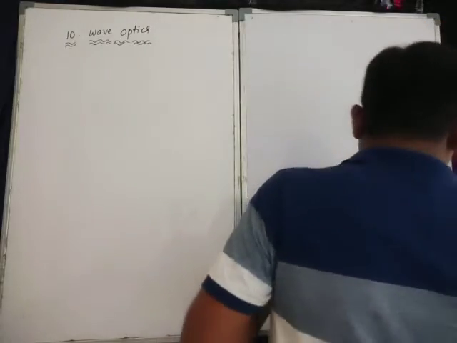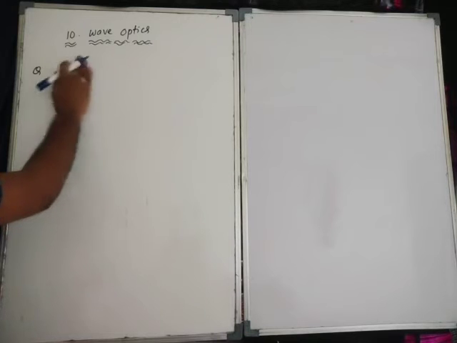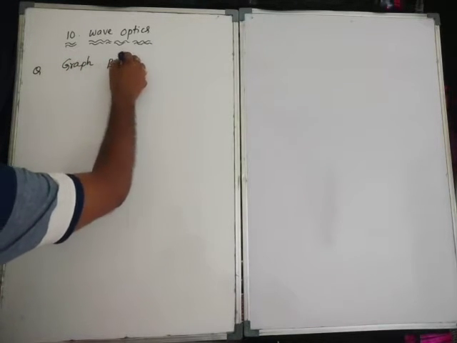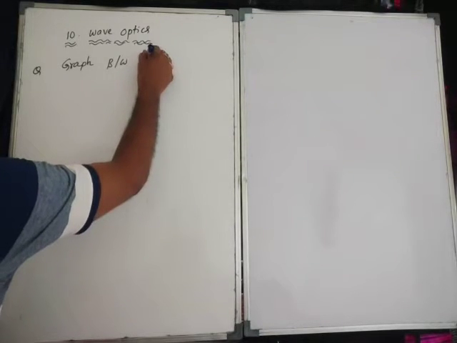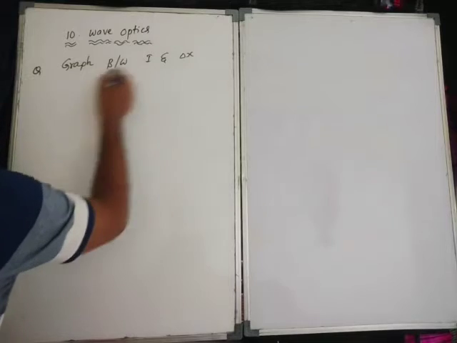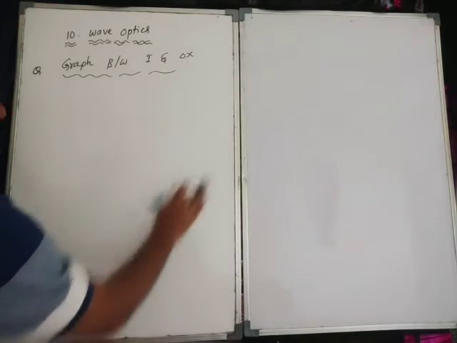Now, another very important question: the graph between intensity and path difference.